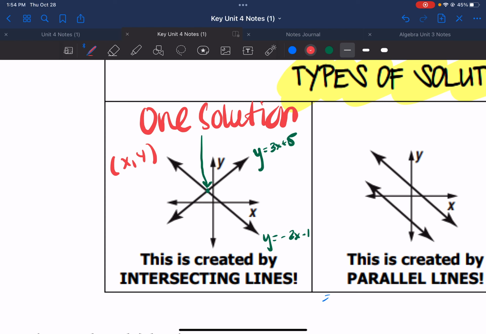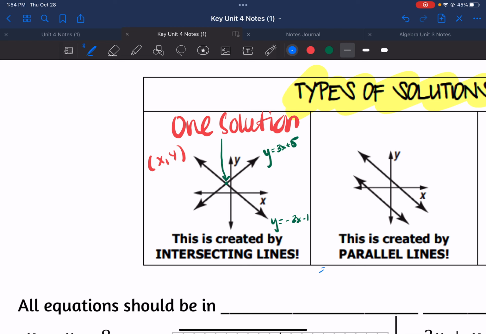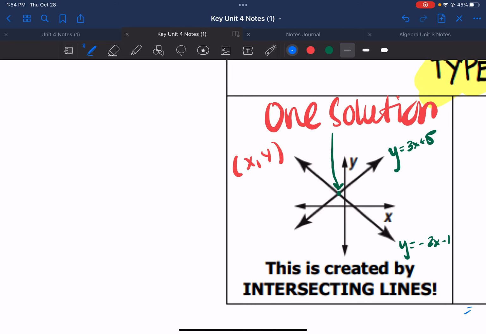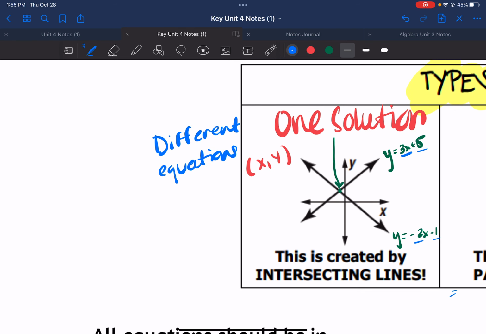Okay. Now, what I also want to say is, how do we know when we're going to have one solution just based off of equations? We know we're going to have one solution when we have different equations. Meaning completely different, like completely different slope and completely different y-intercept. That's when we have one solution.